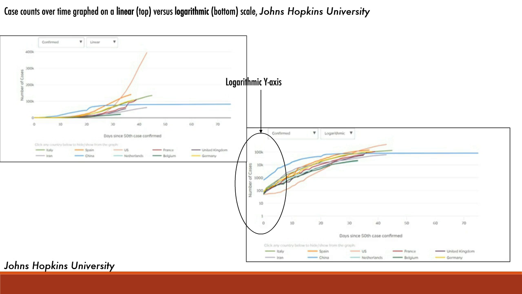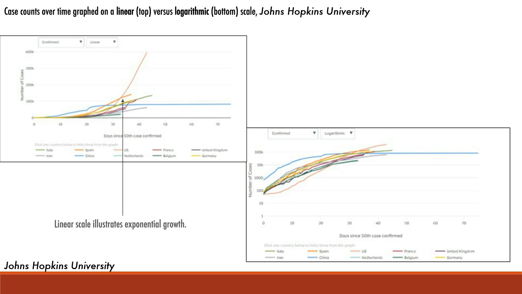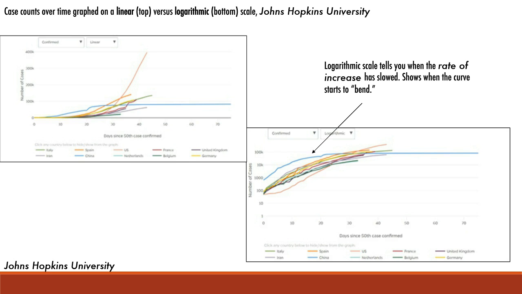Both of these are perfectly correct ways of representing the data. They just tell different stories. They just highlight different aspects of this virus. So if you graph things on a linear scale, what you're going to see are these nice exponential curves. If you are trying to convince the public that this pandemic is about to explode, then you might want to choose a linear scale. A logarithmic scale gives you different information, though.